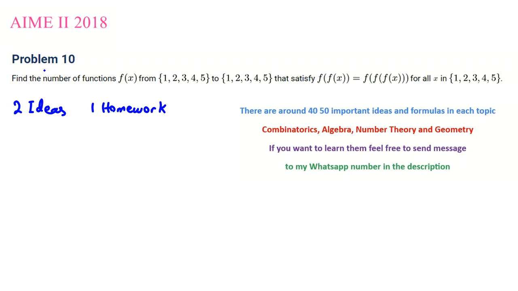In this part, we're gonna solve this problem and we'll use two ideas. I'll leave one homework and let's try this one. Let's read the problem. It says problem 10. Find the number of functions f from 1 to 5 to 1 to 5 that satisfy f of f of x equals f of x for all x in 1 to 5.